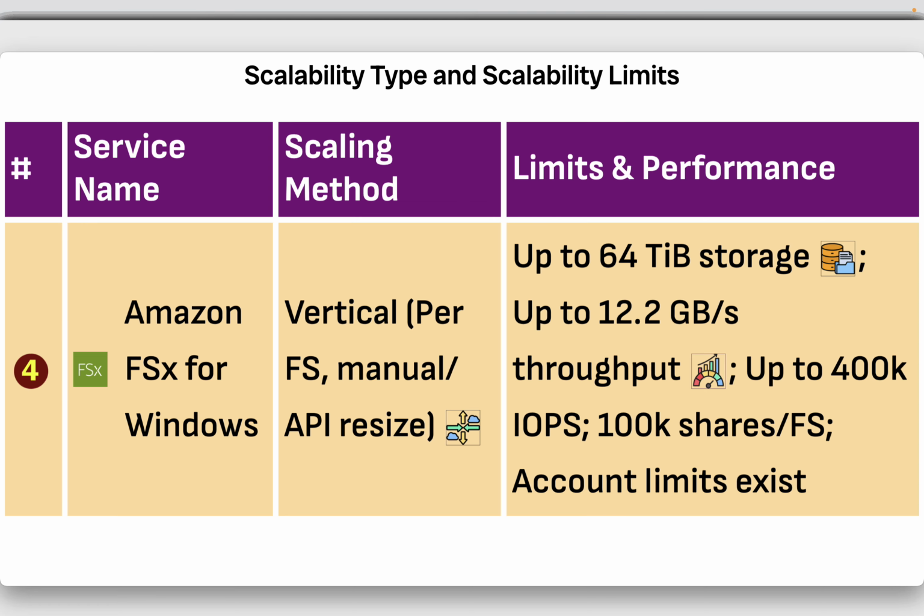Next, Amazon FSx for Windows. Scaling type is vertical. It depends on per file system, and manual or API resizing is possible. Some limits: up to 64 TB storage, up to 12.2 GB per second throughput, and up to 400,000 IOPS. And you can have a maximum of 100,000 shares per file system, and there are some limits which exist for AWS accounts.